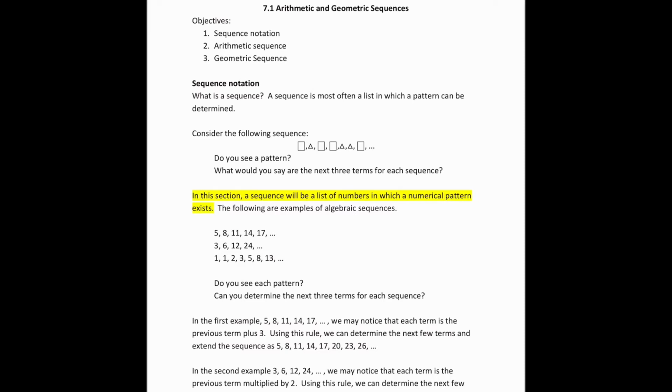So, sequence notation. What is a sequence? A sequence is most often a list in which a pattern can be determined. So there's some pattern going on here. Consider the following sequence.